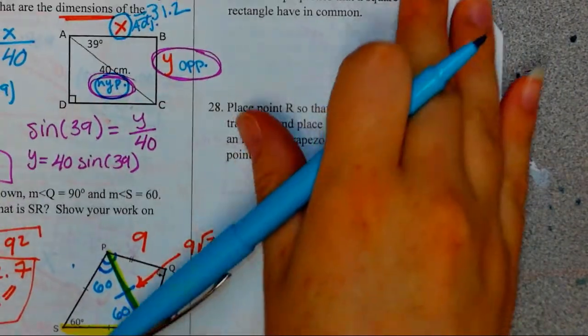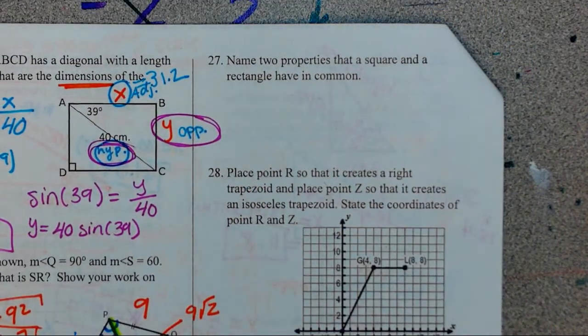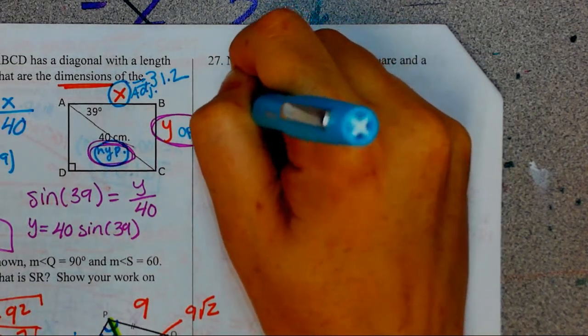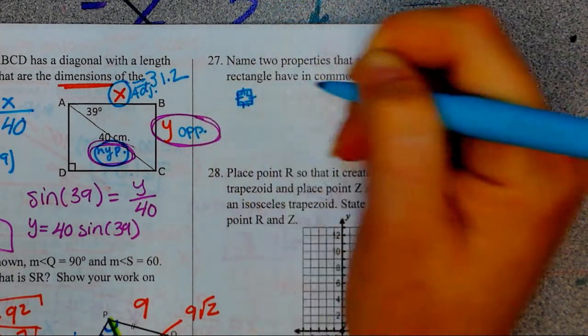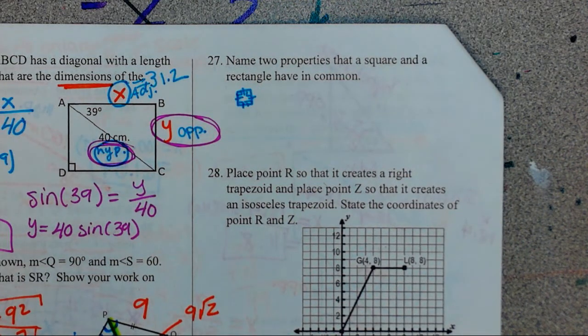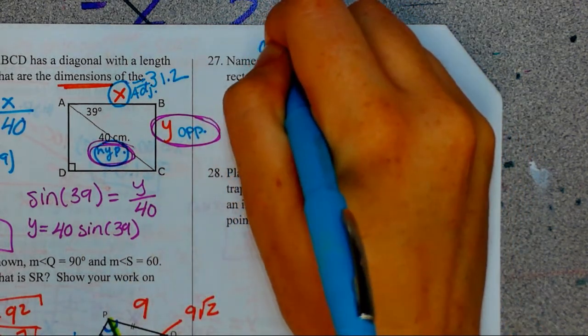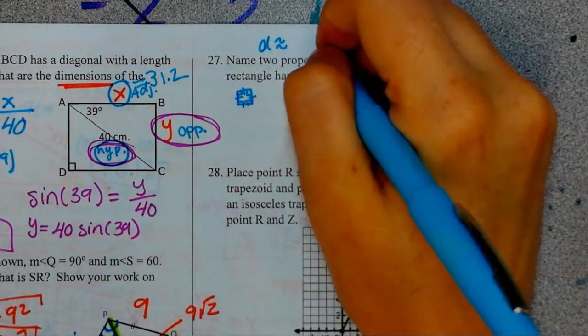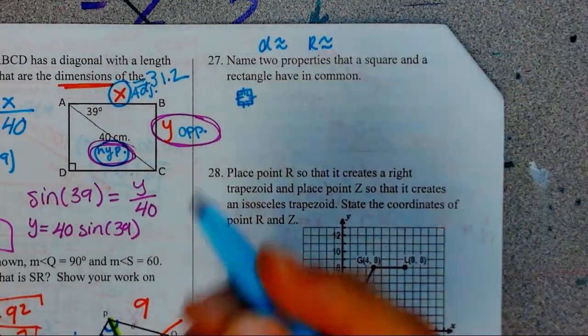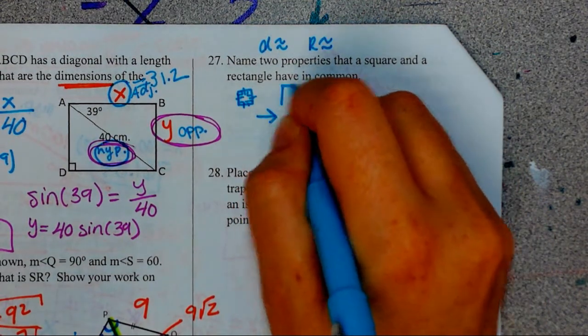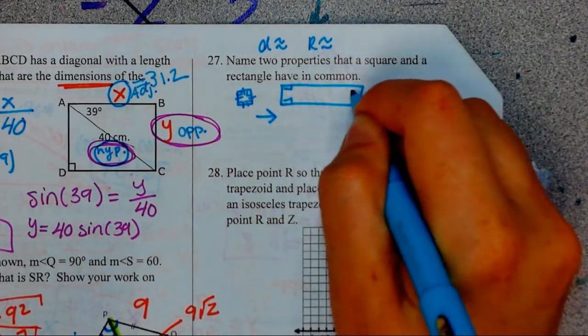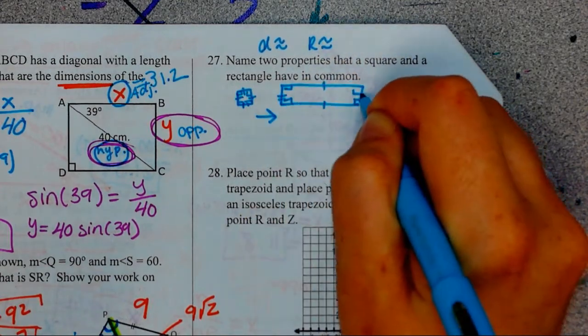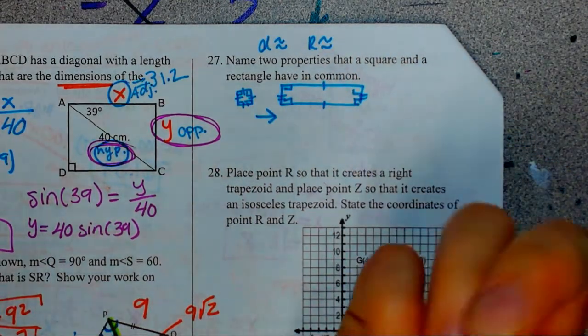All right. Name 2 properties that a square and a rectangle have in common. So squares have all sides congruent and all 90-degree angles. Let's see what else. Squares have congruent diagonals, and I'm pretty sure rectangles do too. Yeah. Rectangles don't have all sides congruent, but they do have all 90-degree angles, and they have opposite sides congruent and opposite sides parallel.